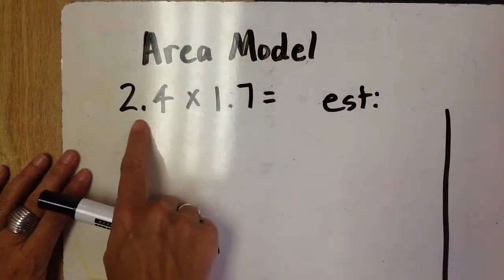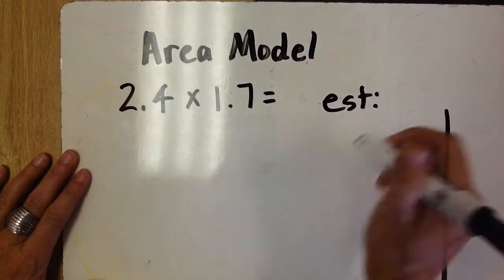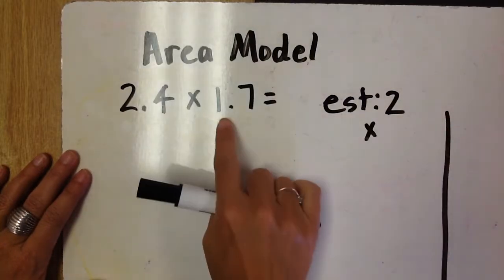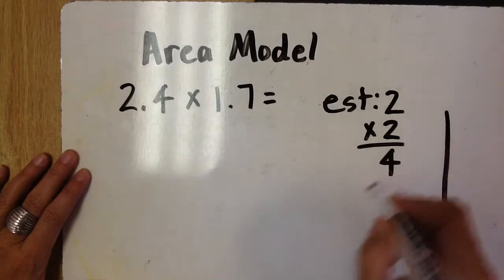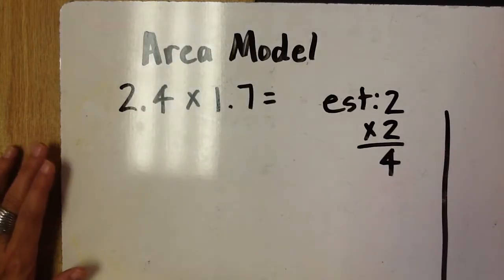So I can round 2 4/10 to 2 and 1 7/10 to 2. So that gives me an estimate of 4 to then compare my answer to.